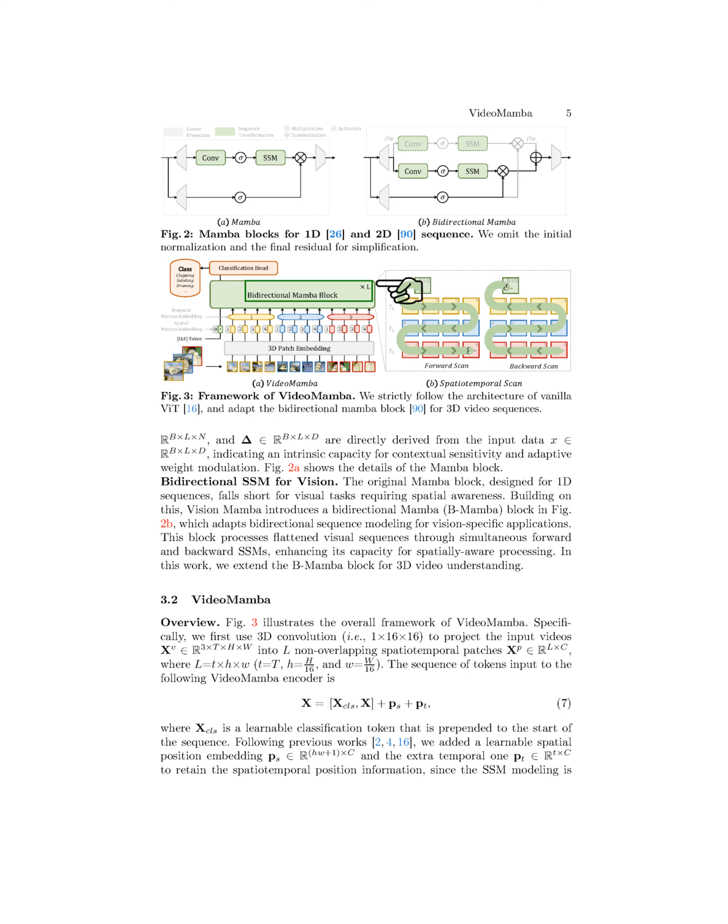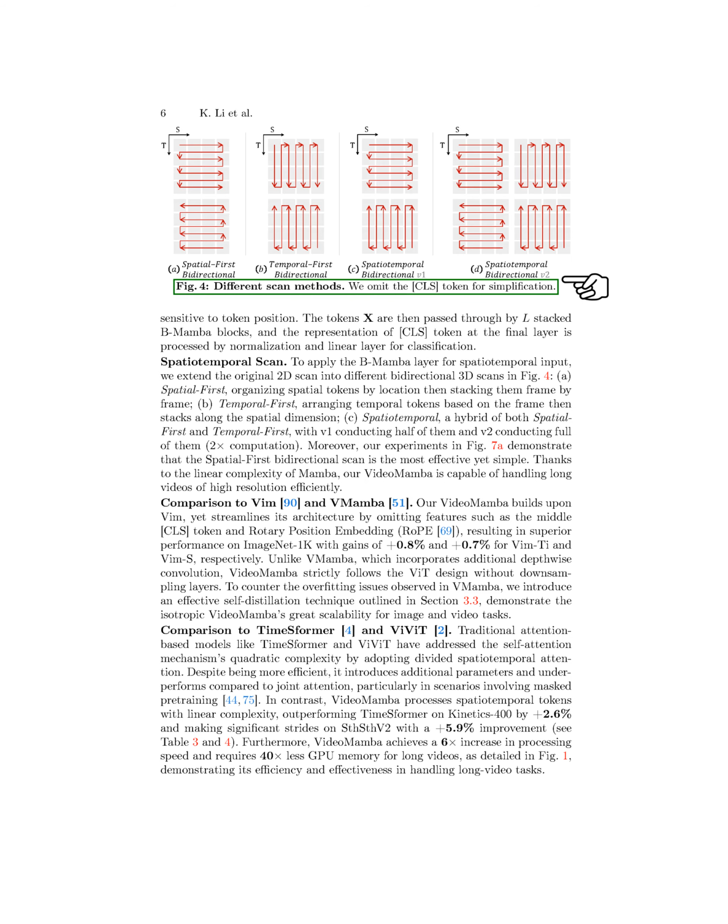To address this limitation, Vision Mamba introduces a bidirectional Mamba, B Mamba, block, enhancing spatial awareness by processing visual sequences in both forward and backward directions simultaneously. We further extend the B Mamba block for 3D video understanding, creating VideoMamba. In VideoMamba, we first project input videos into non-overlapping spatiotemporal patches using 3D convolution. These patches are then processed through a series of B Mamba blocks.